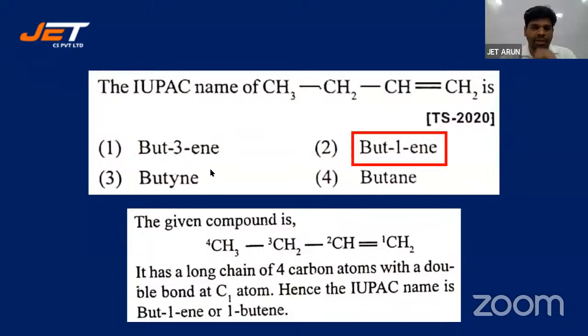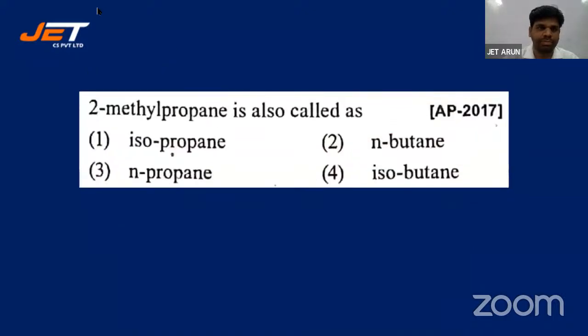All right. Let's go for the next one. 2-methylpropane is also called as isopropane, N-butane, N-propane, isobutane. 2-methylpropane.